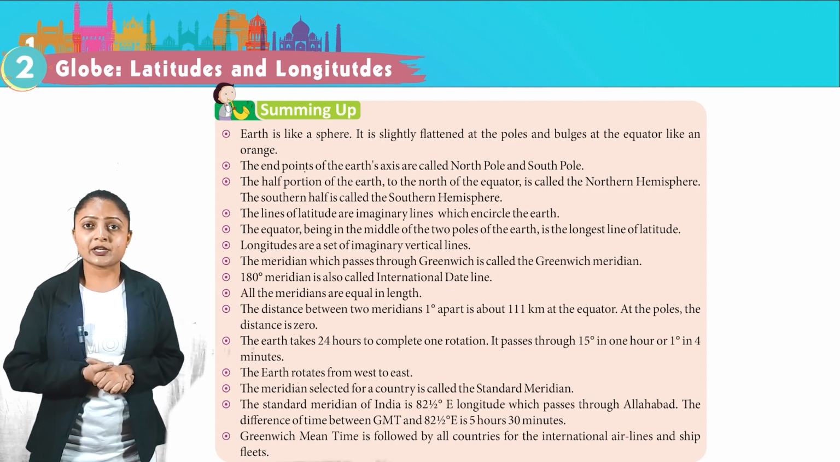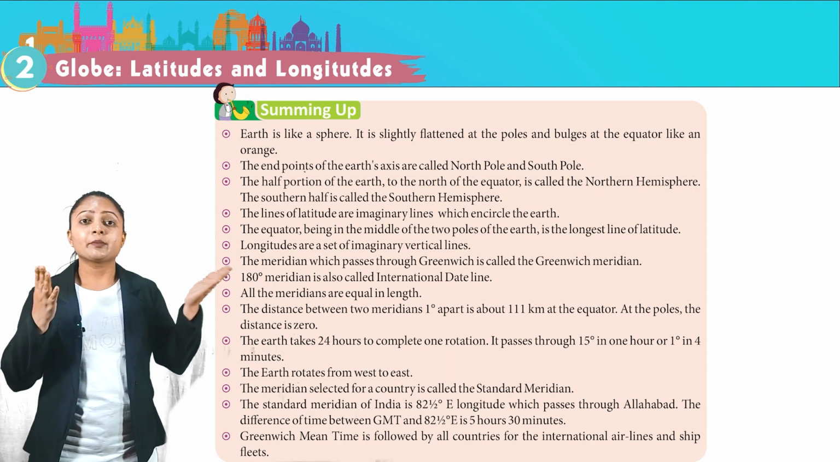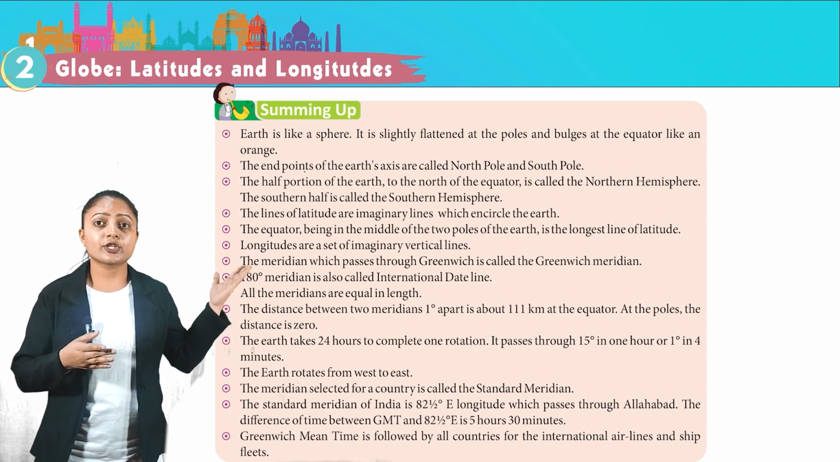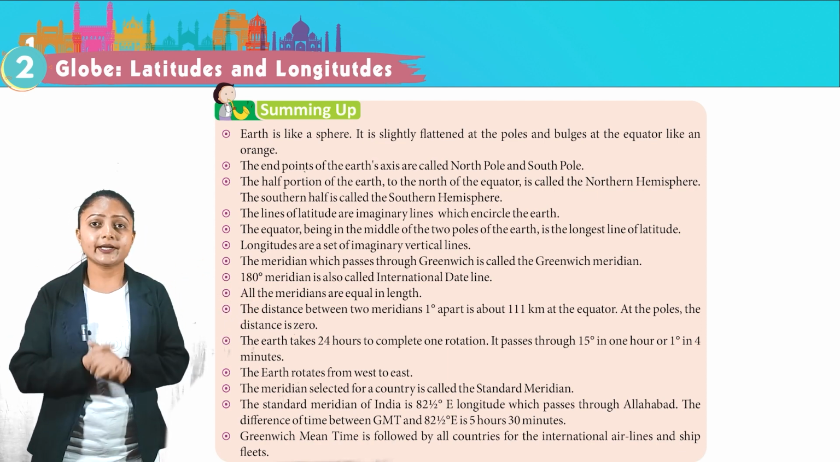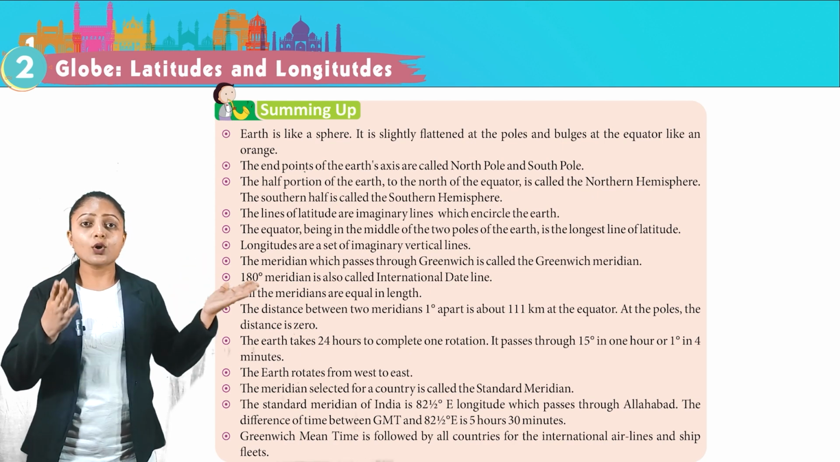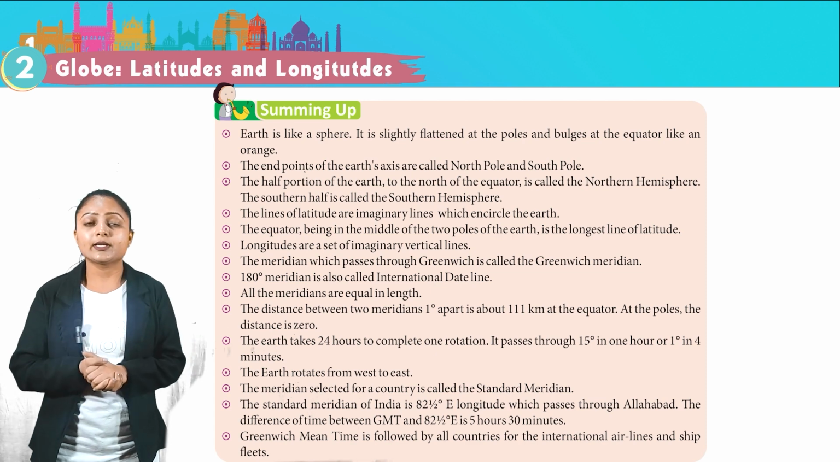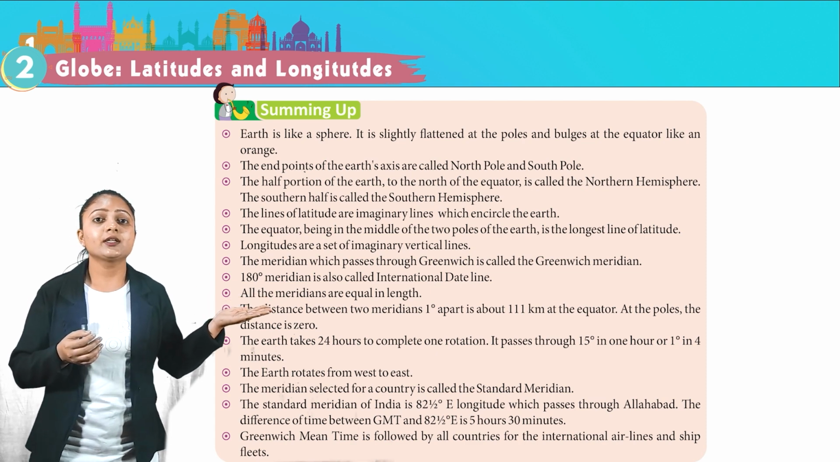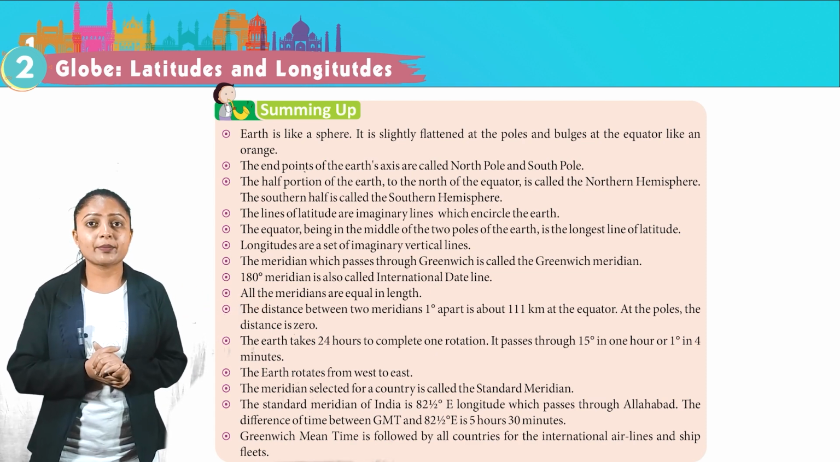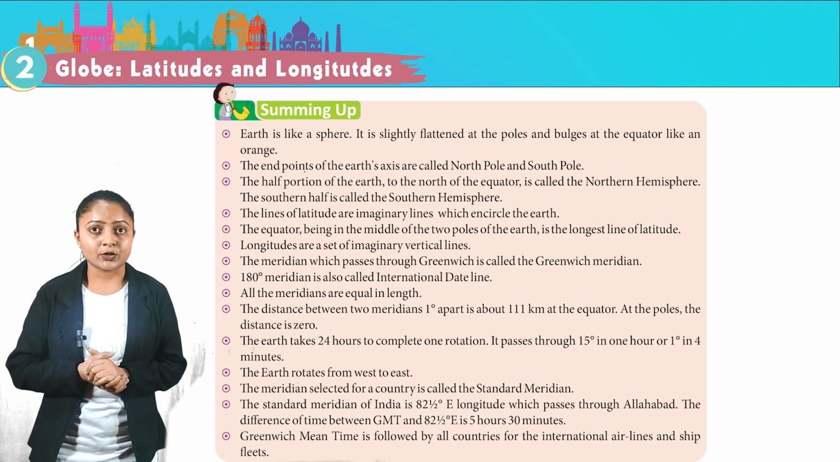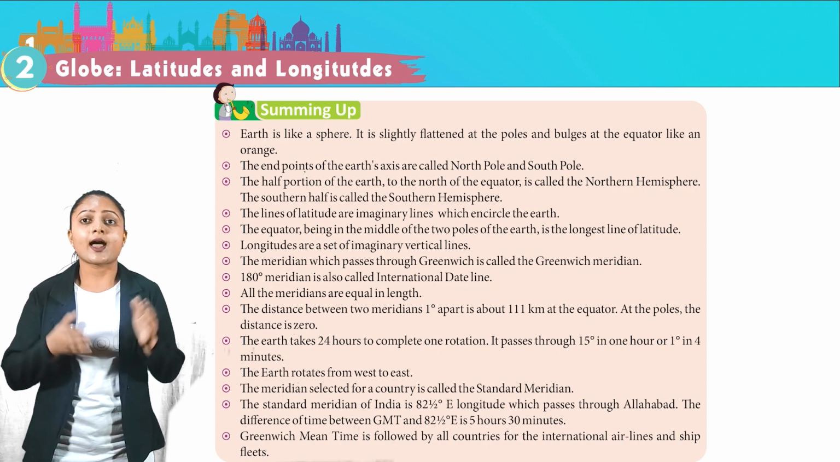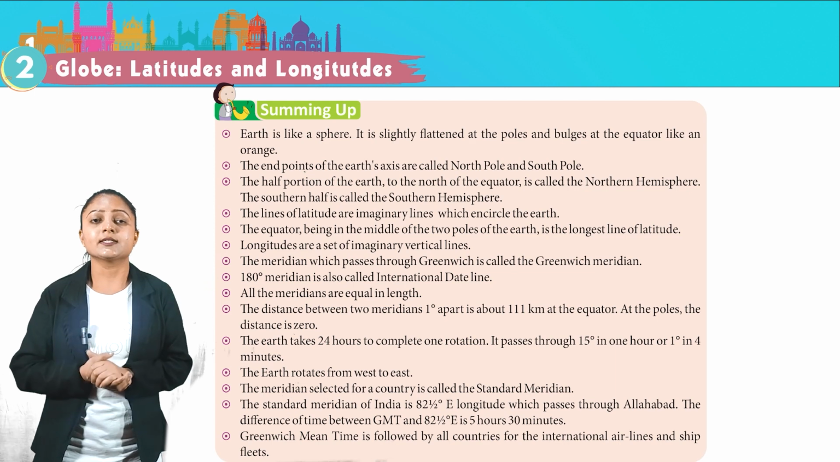Longitudes are a set of imaginary vertical lines. The meridian which passes through Greenwich is called the Greenwich Meridian. The 180 degree meridian is also called the International Date Line. All the meridians are equal in length. The distance between two meridians 1 degree apart is about 111 km at the equator. At the poles, the distance is 0.